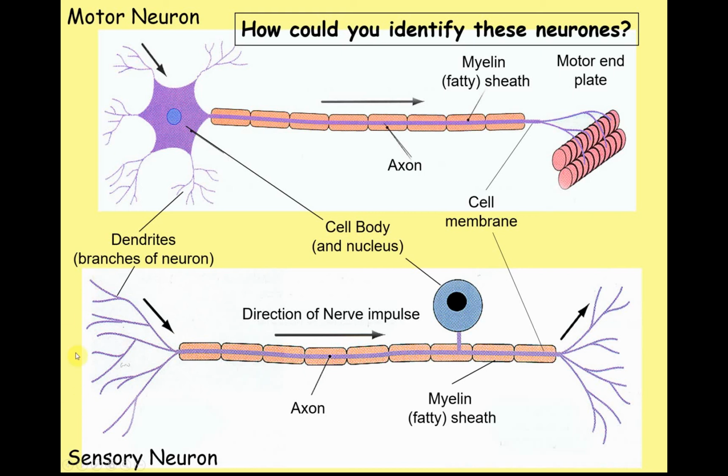The receptor would be here. So it might be a rod cell in the eye, it might be a thermoreceptor in the skin, or a chemoreceptor in your nose or your tongue, or a pressure sensor called a Pacinian corpuscle. Whatever it is, some sort of receptor will be here. Lots of little branches, so there might be multiple junctions with multiple receptors, and then the nerve impulse flows down here.